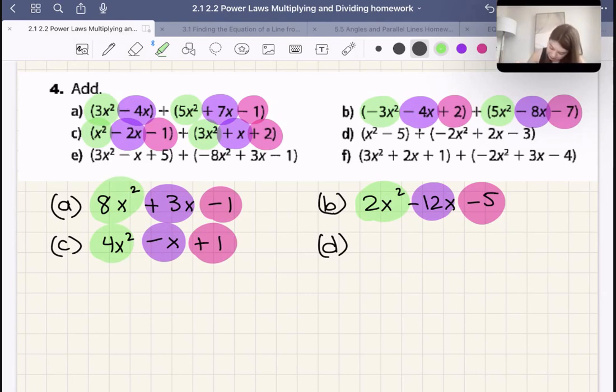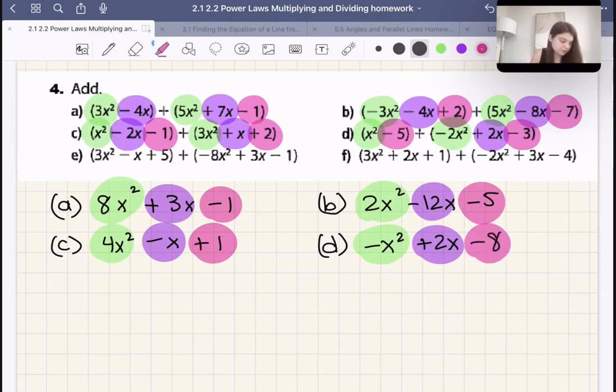The next one. We have x squared and -2x squared. So if we add those up, we're going to get -x squared. And then we have only one term with x in it, so we'll just copy it down, so that's easy. And then lastly, we have -5 and -3, and if we add those up, we're going to get -8. So there we go.